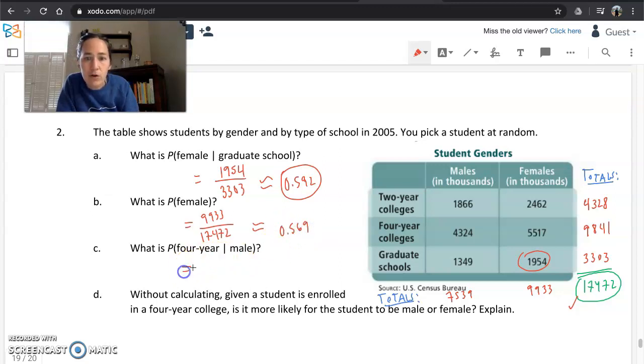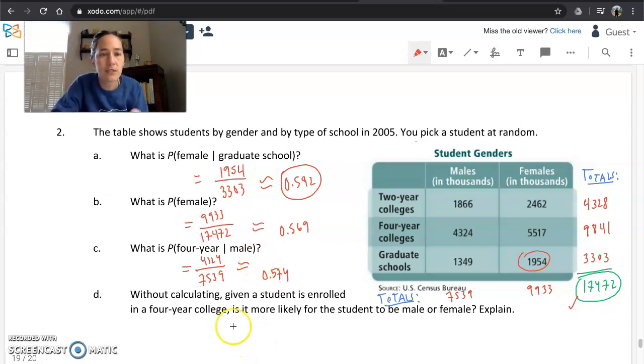What's the probability they go to a 4-year college given that they're a male? Given they're a male, I go to that first, the total of males, 7,539 from that column. 4-year college, you would say 4,324, and that'll round to 0.574. Okay, keep on going through the page. It's going to be really good practice, and stay tuned for next time when we continue talking about conditional probability.